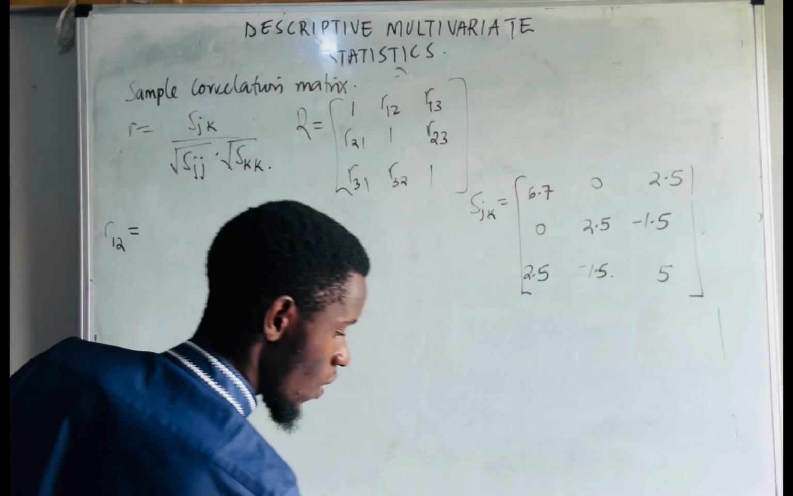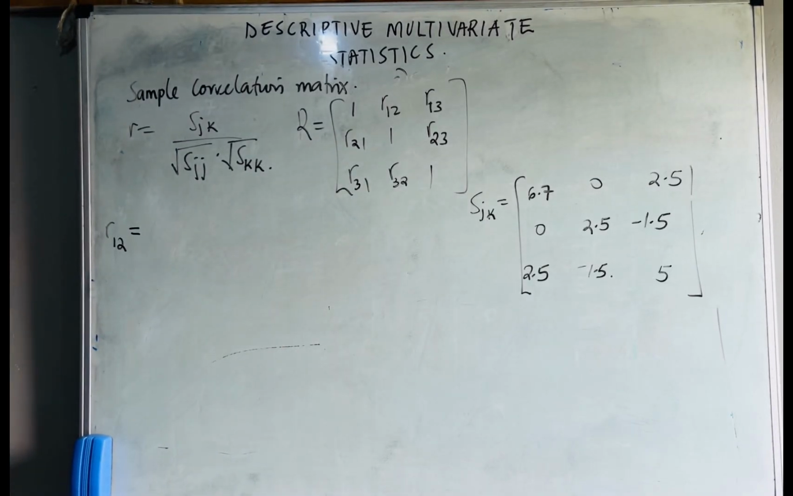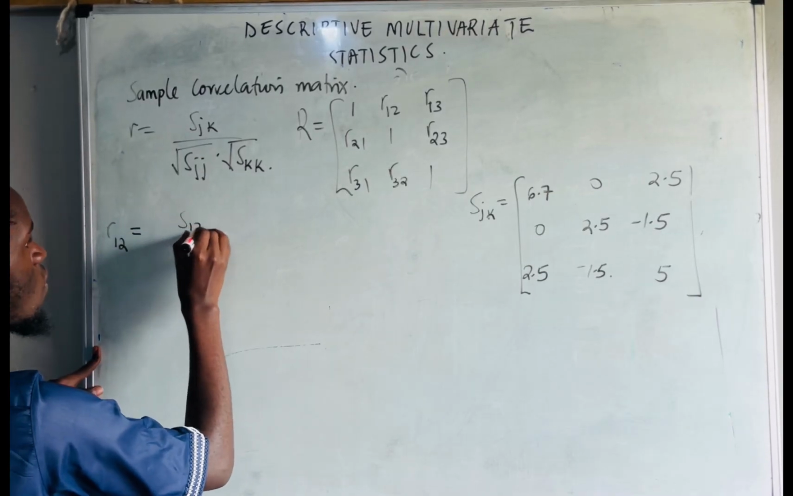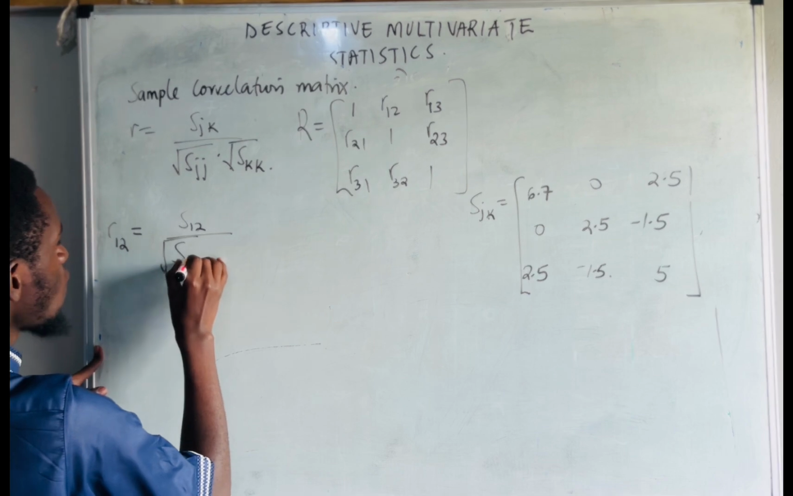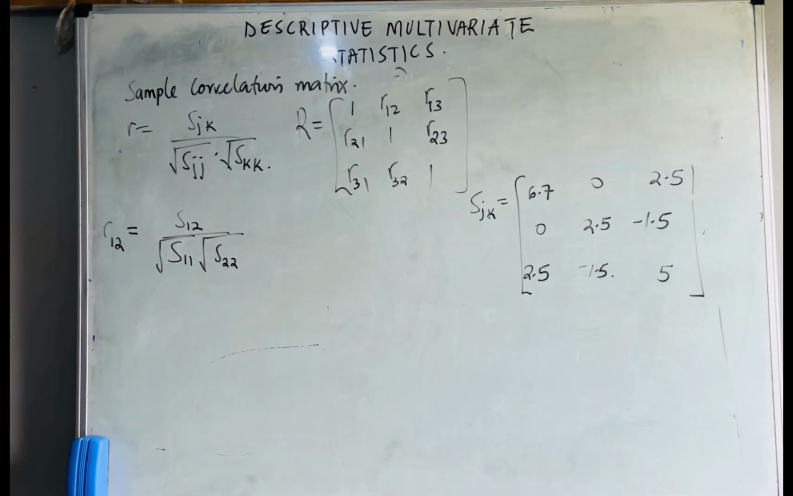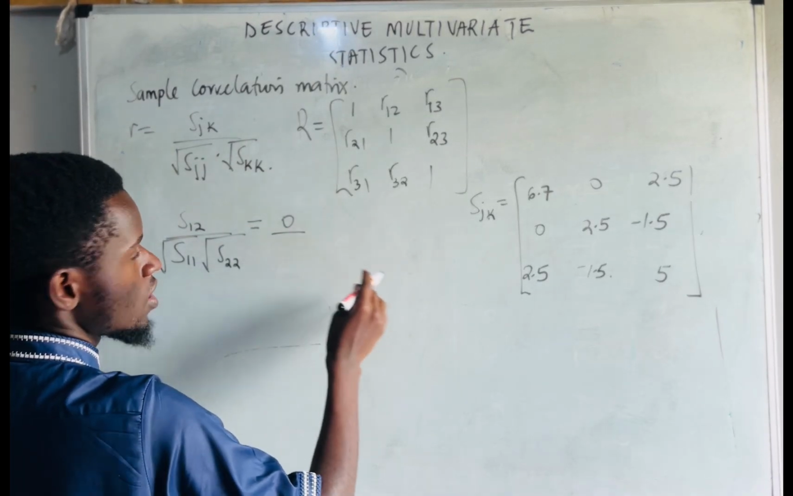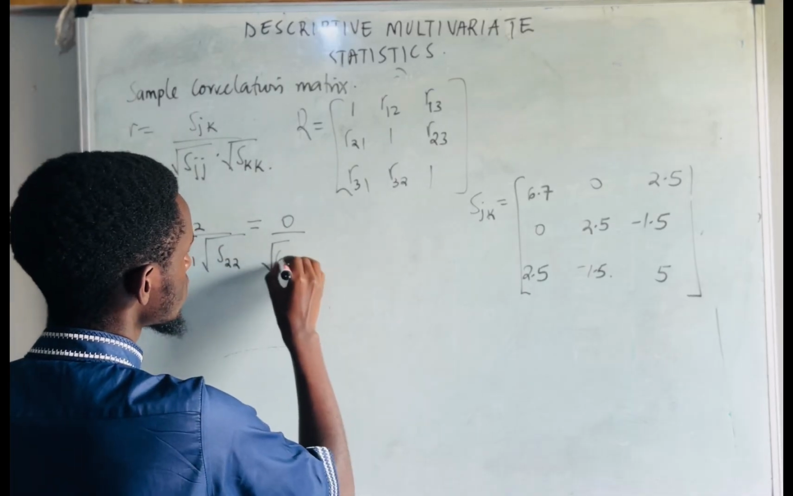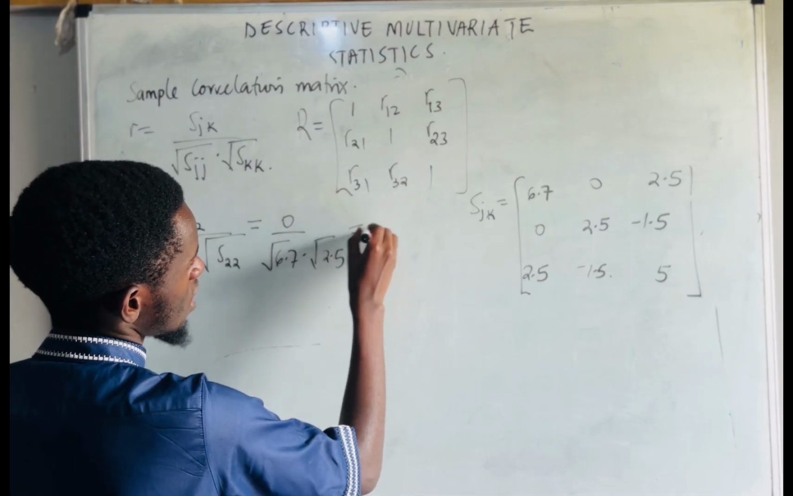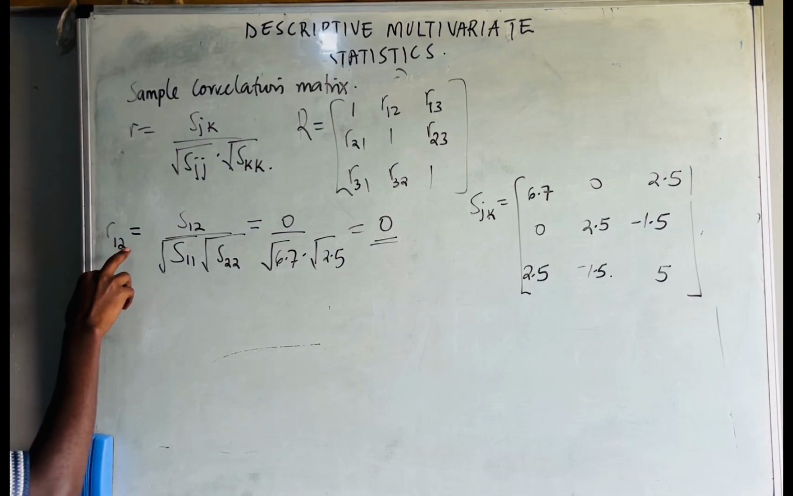Now, if I need to find R12, what do I need to get? I just need S12 over the square root of S11 times the square root of S22. It's the same thing as having S12, which is 0, divided by the square root of S11, 6.7, times the square root of S22, 2.5, which is the same as having a 0. And remember, R12 is the same as R21.